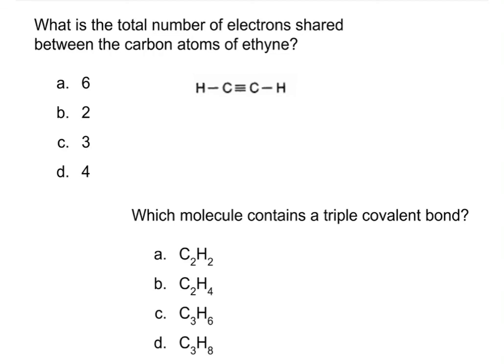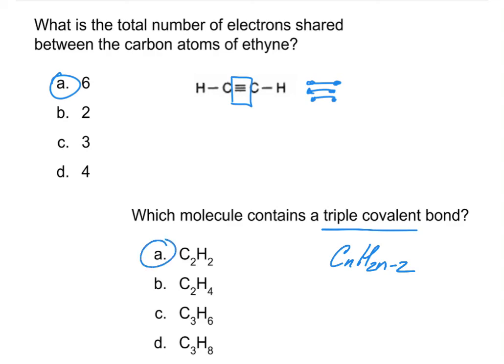What is the total number of electrons shared between the carbon atoms of ethyne? Well, 3 dashes. Each dash represents a pair of electrons. The answer is 6 electrons. Which molecule contains a triple covalent bond? The one that obeys the general formula of alkynes, CnH2n-2. Answer C2H2, ethyne.